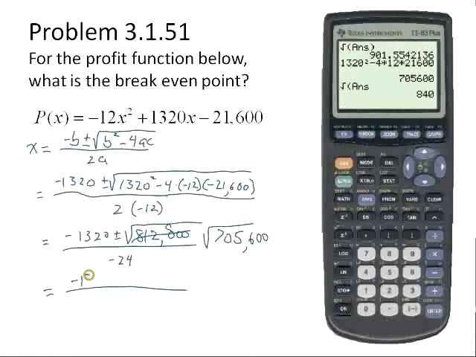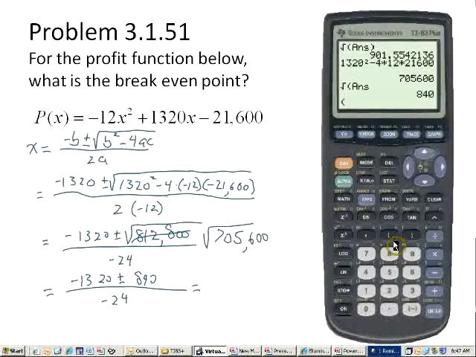So if we continue this here, this is going to give us negative 1320 plus or minus this 840, and this is divided by a negative 24. The negative 24 came from the 2 times negative 12 up here. Now this is going to give us two different answers. Let's see what these two answers are.